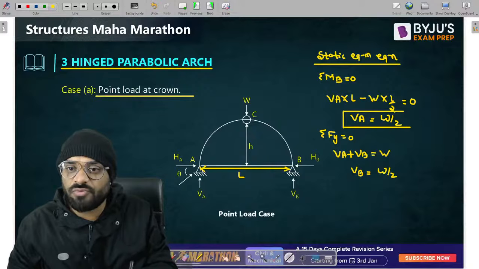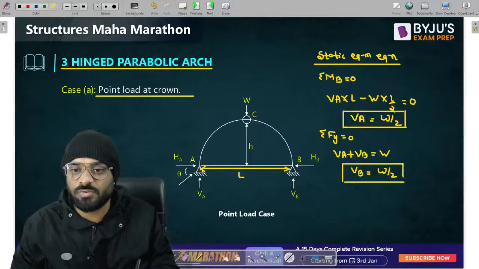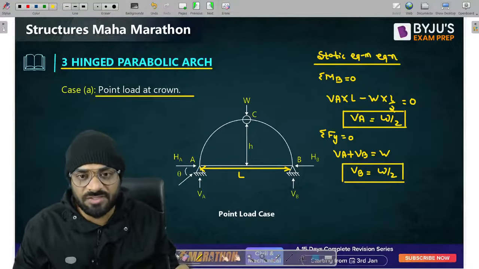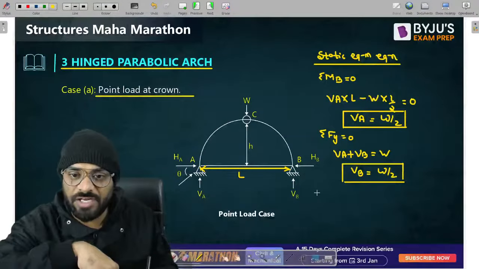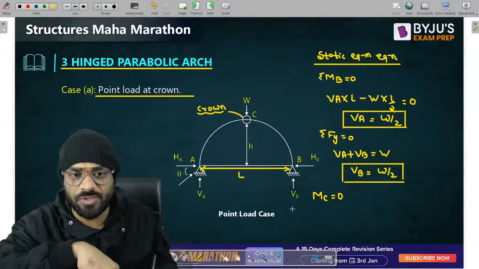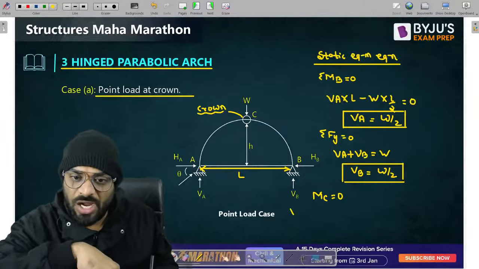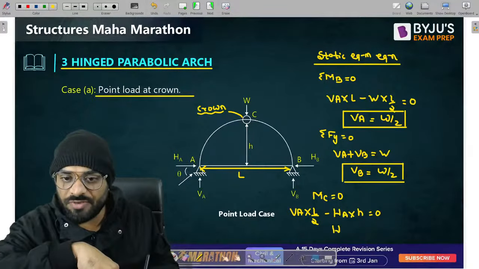Now guys, what type of question can you expect? They can ask the resultant reaction at the support. They can ask what should be the reaction at support A in the horizontal direction, and at support B in the horizontal direction. That means the HA and HB values. So guys, what do we have to write? Moment at C is equal to 0, at this particular crown hinge. We can write moment at C is equal to 0 easily from either side. So you have to write VA into L by 2 minus HA into H, and it should be equal to 0. So what is the value of HA, guys? HA should be equal to VA into L by 2H.